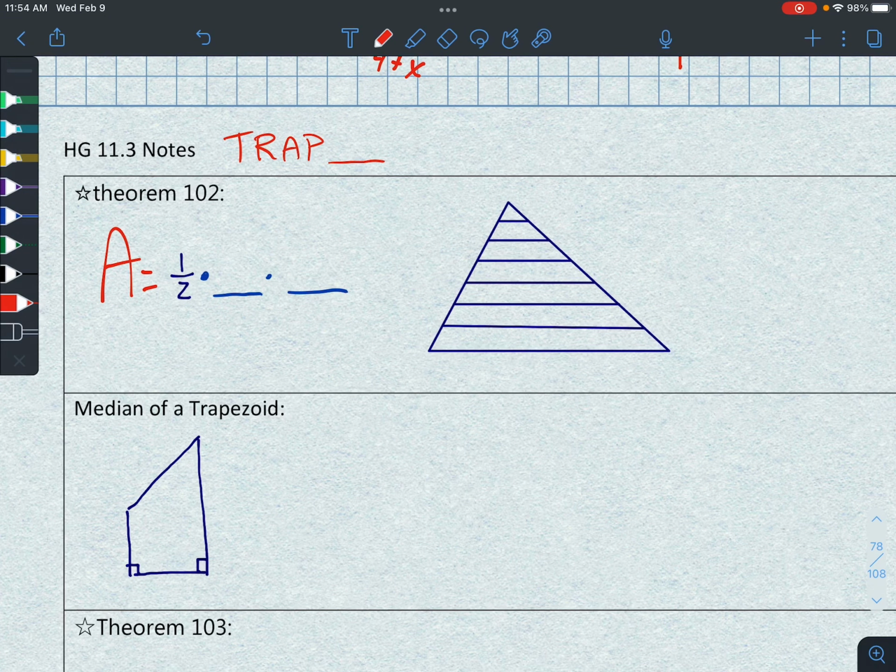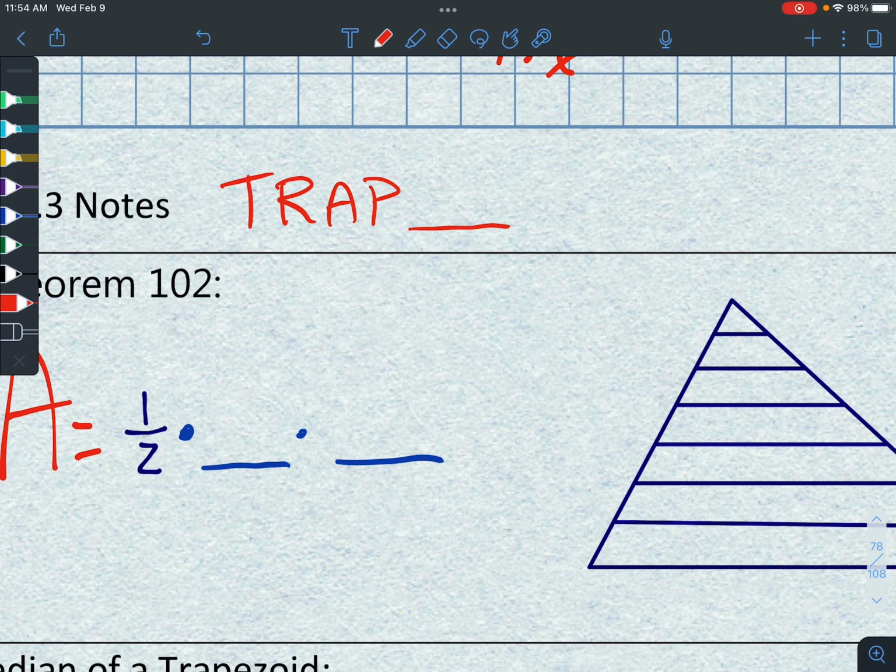Lesson 11.3, trapezoids. Kids, don't get trapped by the trapezoid. All right.